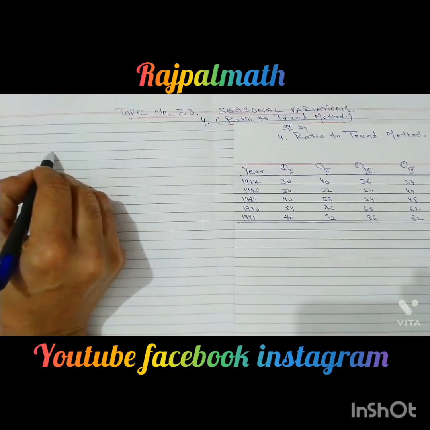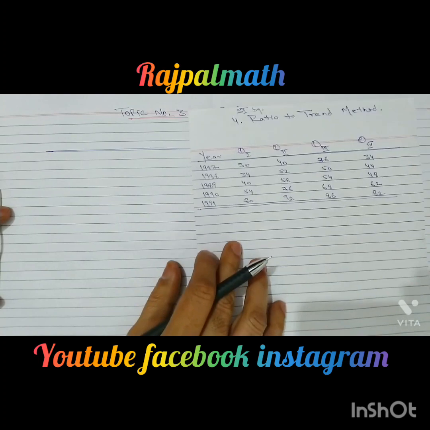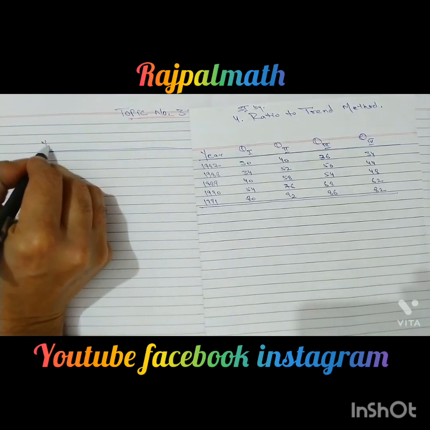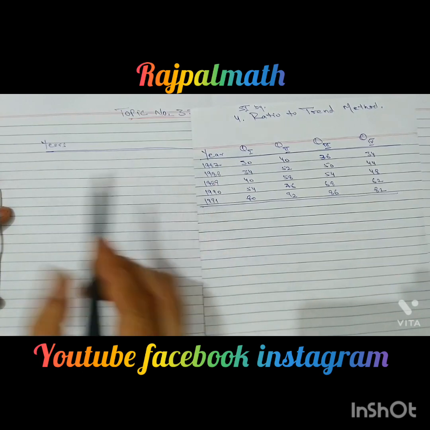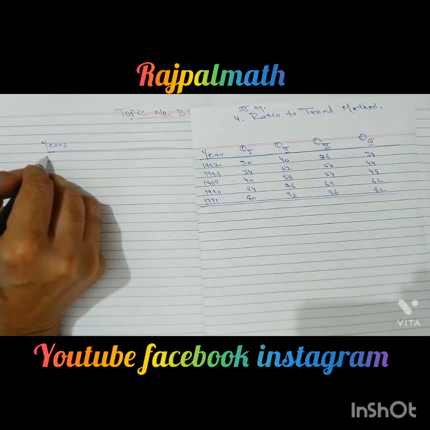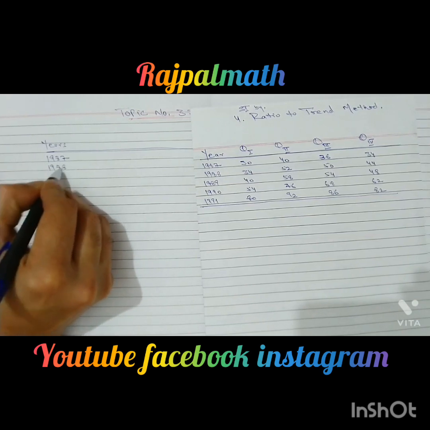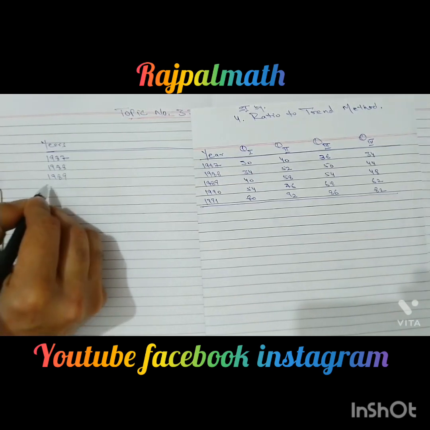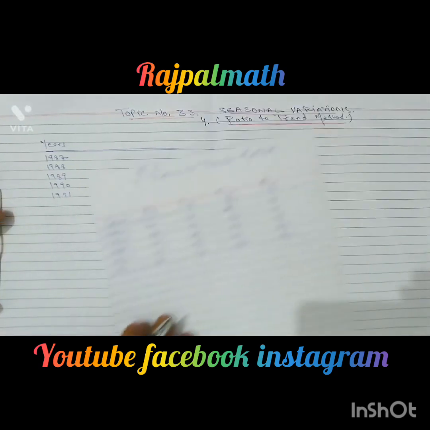Now write the years first. Years are 1987 to 1991: 1987, 1988, 1989, 1990 and 1991.